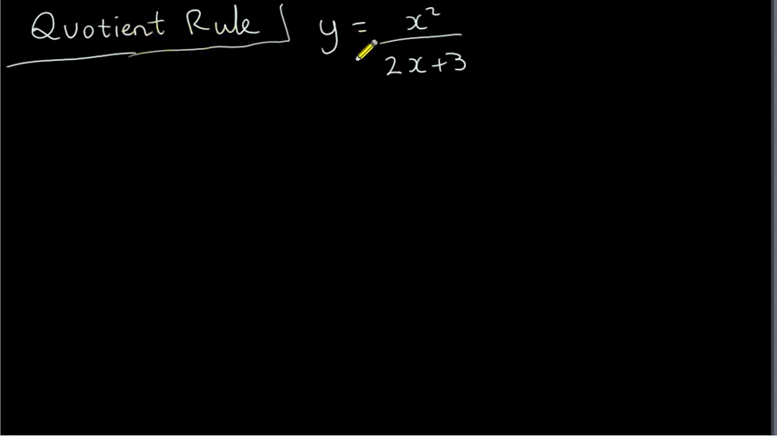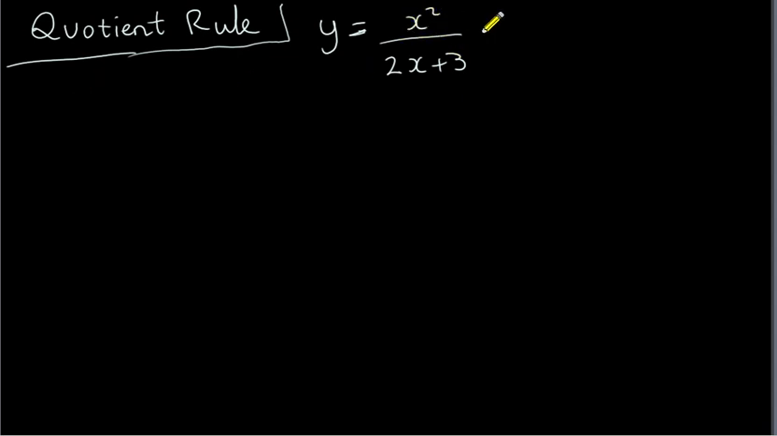Now, I want to consider a function that's a quotient of two functions. A quotient just means a fraction, a fraction that cannot actually be broken down. We can't easily divide x squared by 2x plus 3. We can't get this into the form of a polynomial and then differentiate term by term. We can't do that. So there's a special rule called the quotient rule.